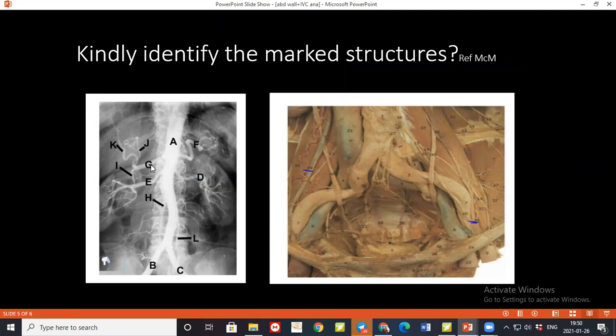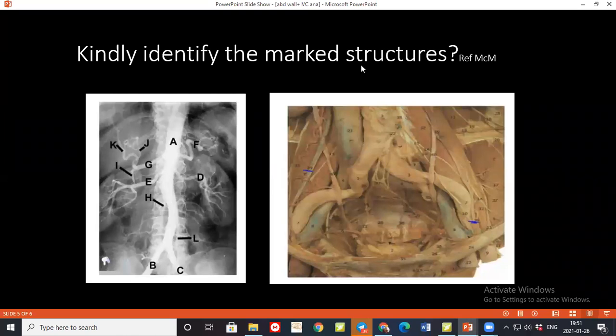There is F, this is the splenic artery, and G, this is the common hepatic artery. H, this is the superior mesenteric artery, and L, this is the inferior mesenteric artery. I, this is the gastroduodenal artery, and J and K, the right and the left hepatic artery. Very good.